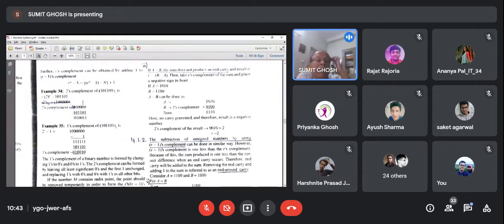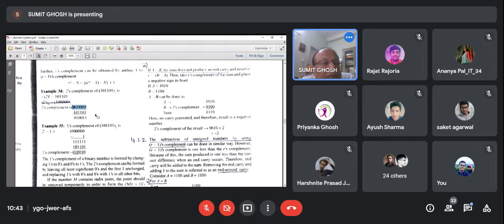Now coming to the binary number system. How to get the 2's complement of any binary string. The binary string given here is 101101. So apply the formula r to the power of m minus n. What do you get? 2 to the power 6 minus the number 101101. Excellent. So this is 2 to the power of 6.